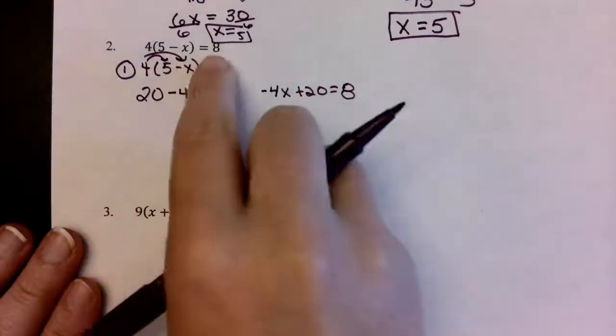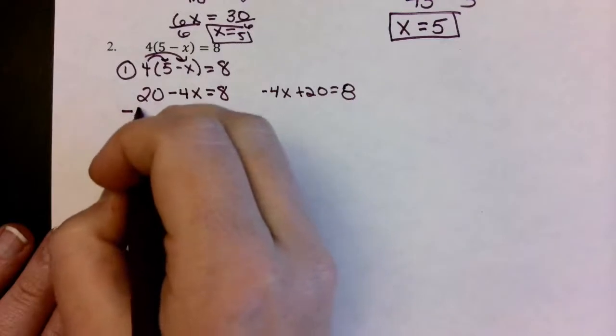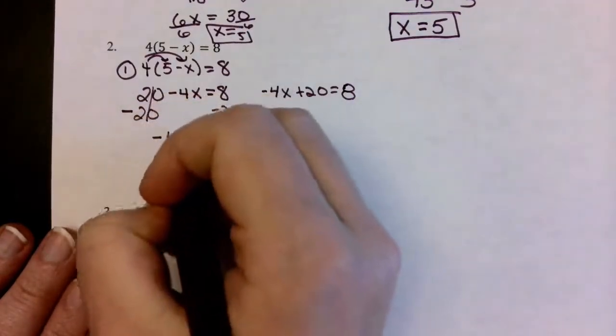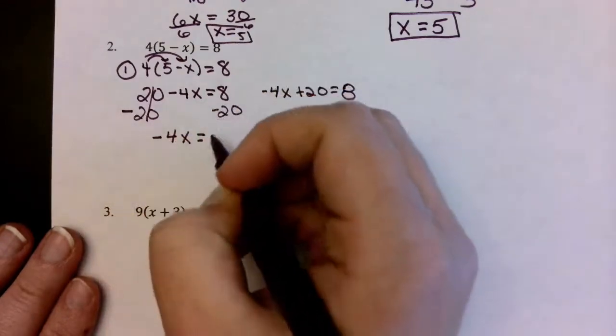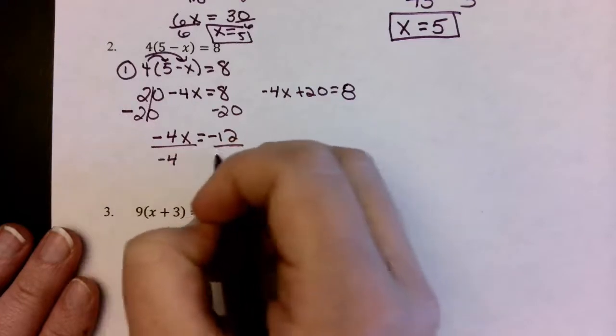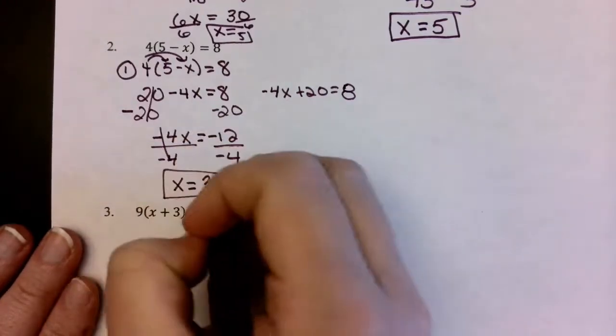And solve. Either way works. I'm just going to go with the original. Since that's a positive 20, I'm going to subtract 20 from the other side. Negative 4x equals 8 minus 20, which is negative 12. Divide by negative 4. x equals a positive 3.